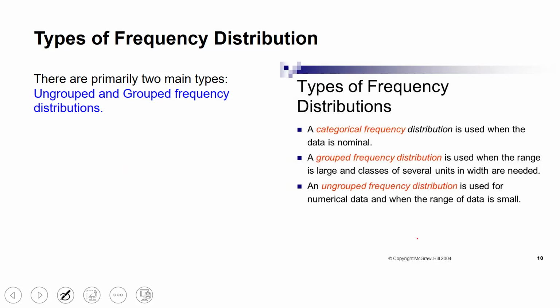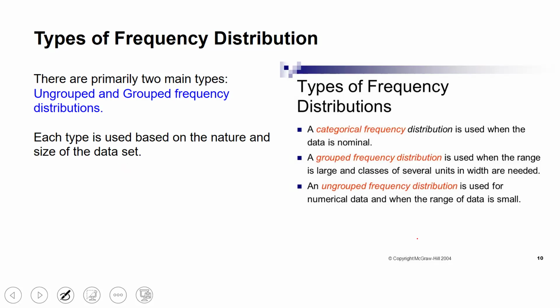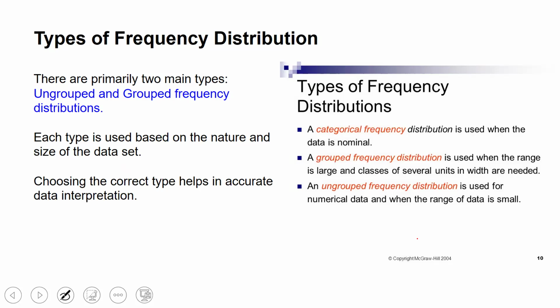While categorical frequency is applied when the data is nominal or ordinal. That is, when the data is categorized into nominal and ordinal. So that is when we use categorical frequency. Each type is used based on the nature and the size of the data set. Each of these frequency distributions depends on the nature as well as the size of the data set. So choosing the correct type helps in accurate data interpretation.